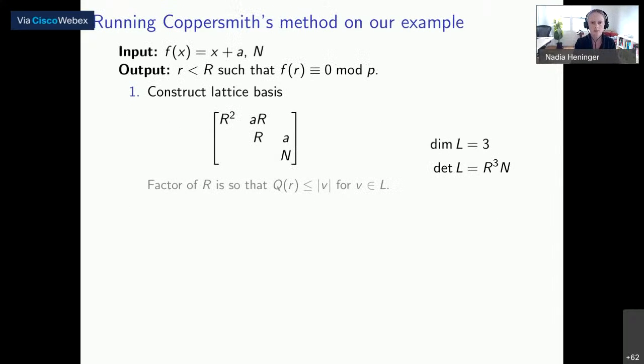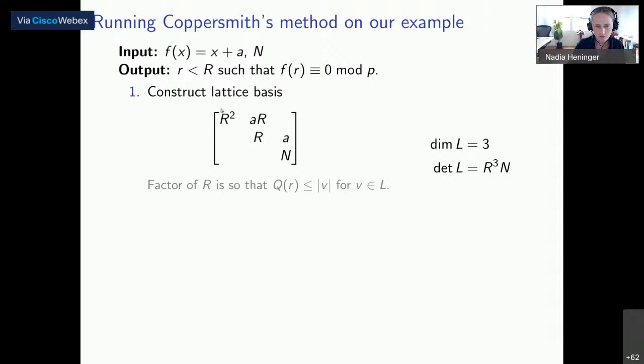Concretely, in the example, the lattice basis has the coefficient vector of x times f of x, the coefficient vector of f of x, and the coefficient vector of n. I can compute the dimension and the determinant of this lattice.